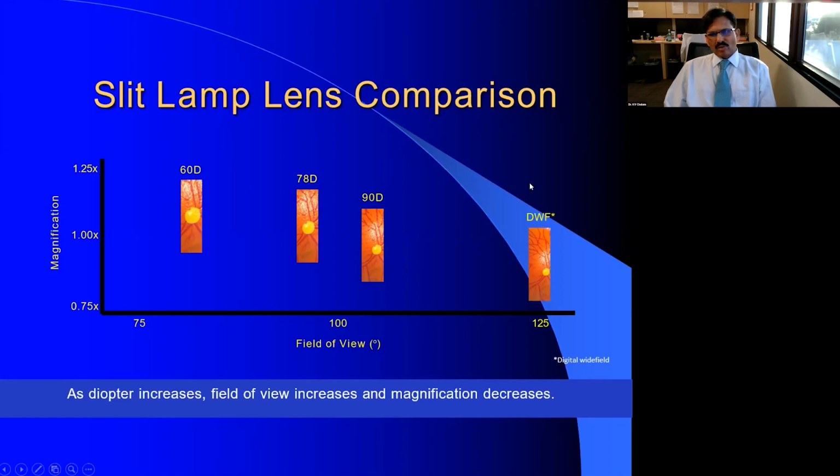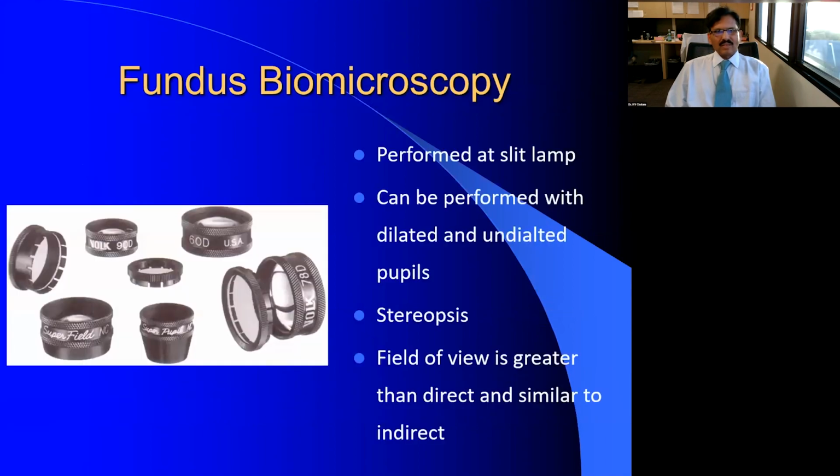And then this progresses towards the right side, whereas a super pupil lens gives you a very wide view, but your magnification is less. Of course, the magnification can be compensated by your slit lamp. So that's the advantage of the biomicroscopy. So this is a group of lenses I'm talking about.